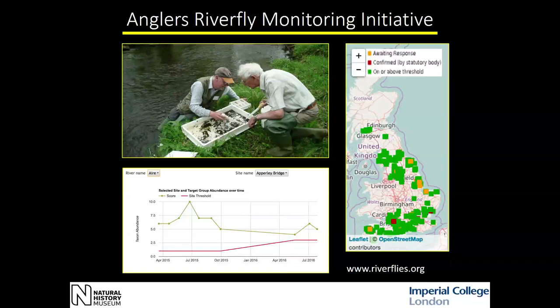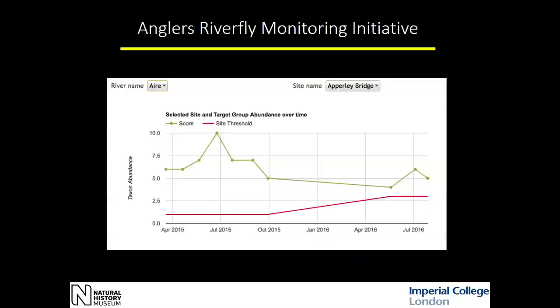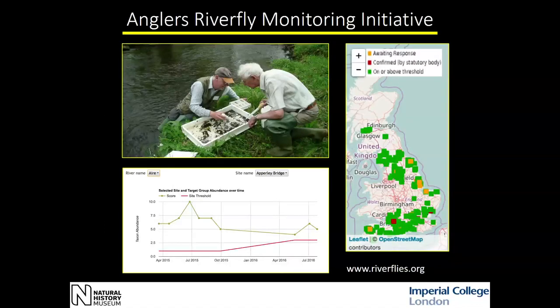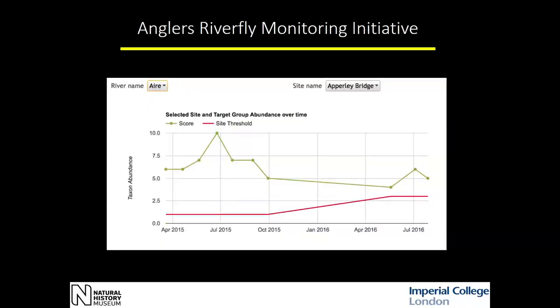As you can see from this map, it's quite interesting. You can see that it's got a really big spread. It's now a national network with over 2,000 volunteers, 1,500 monitoring sites, and 35 regional hubs. So it's pretty big. And what they provide is feedback, which is really important.